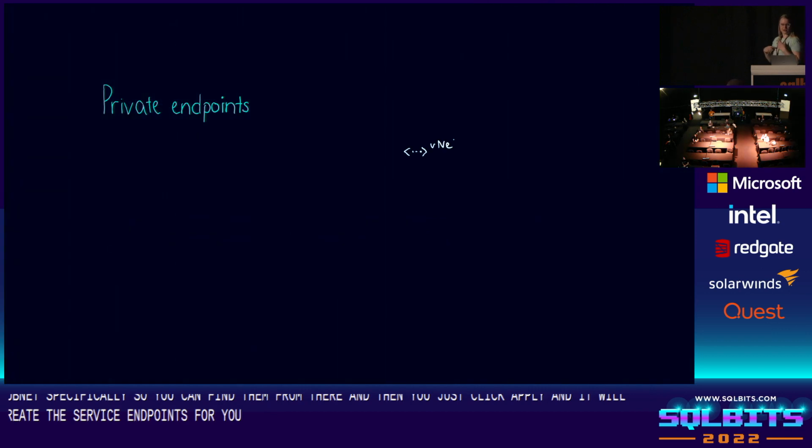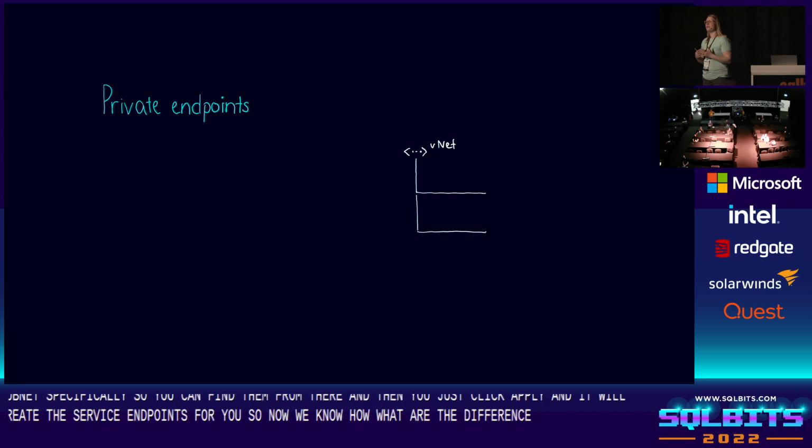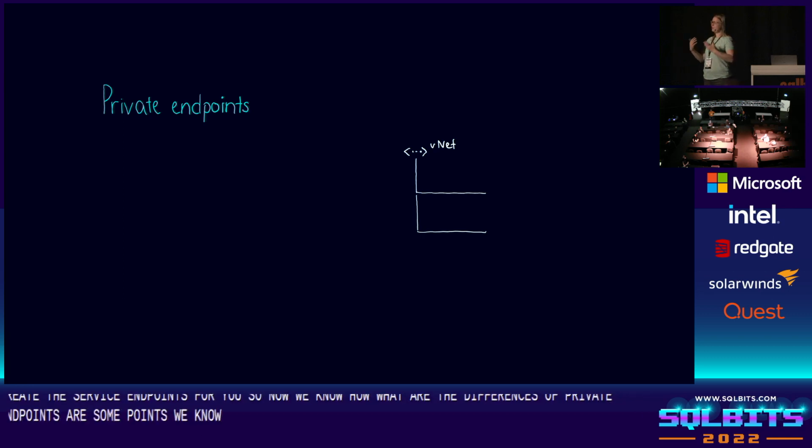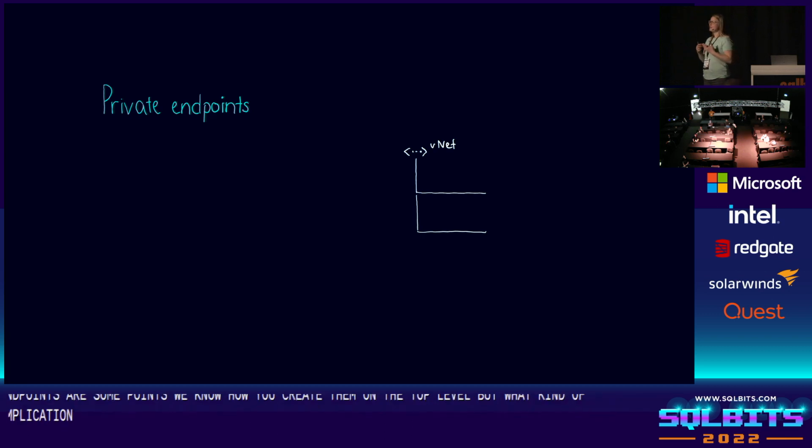All right, so now we know what are the differences of private endpoints and service endpoints. We know how you create them on the top level. But what kind of implications does this actually have? What kind of scenarios does it support?